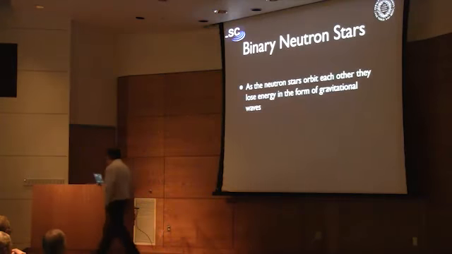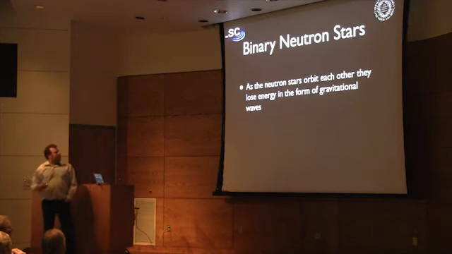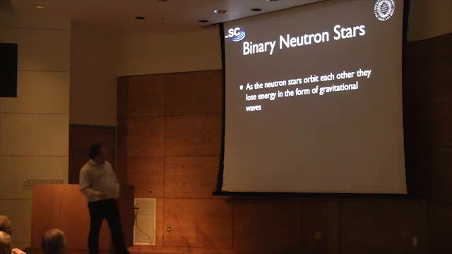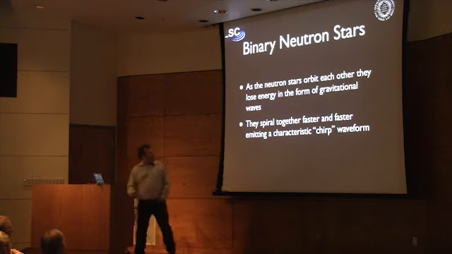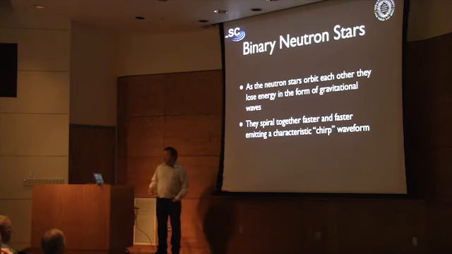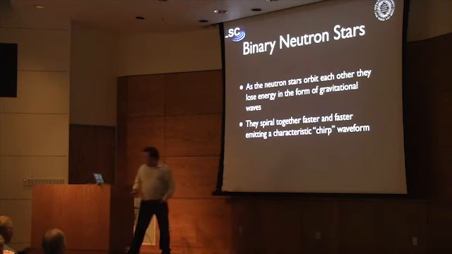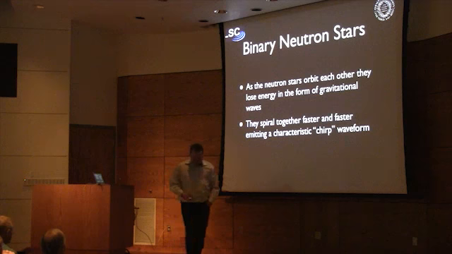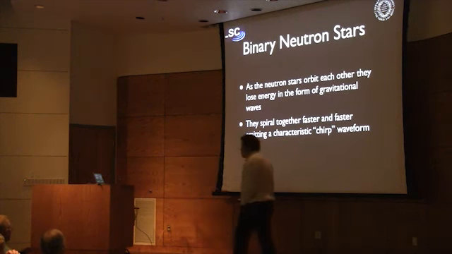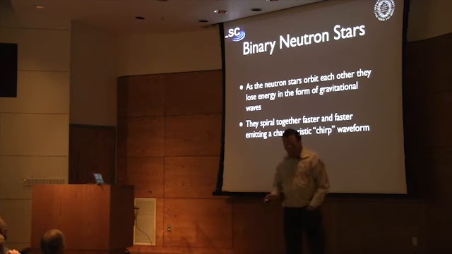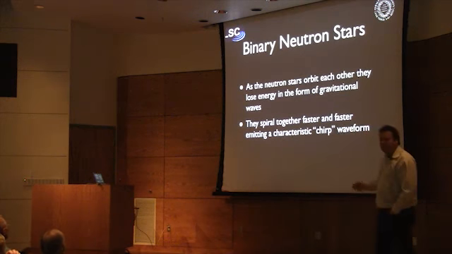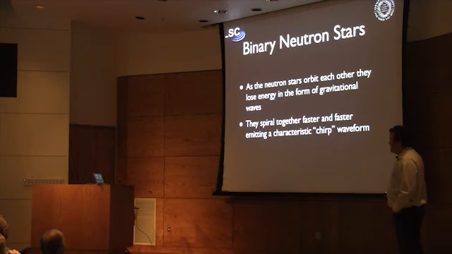So binary neutron stars, as they orbit each other, lose energy in the form of gravitational waves, and they spiral together faster and faster, emitting a characteristic chirp waveform. And my audio's not too good, but I'll try and play it for you. The chirp waveform they emit sounds very much like that ball bearing going down a plug hole. So this is a computer simulation of two binary neutron stars coalescing.